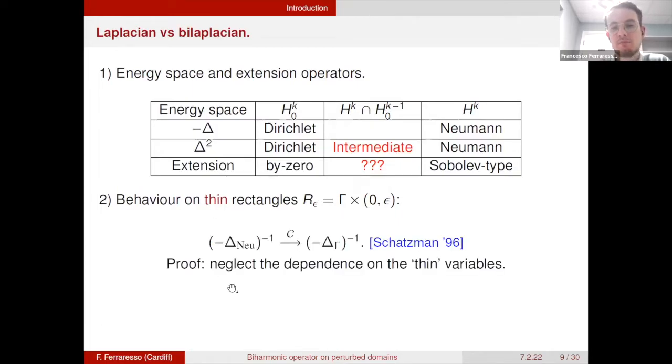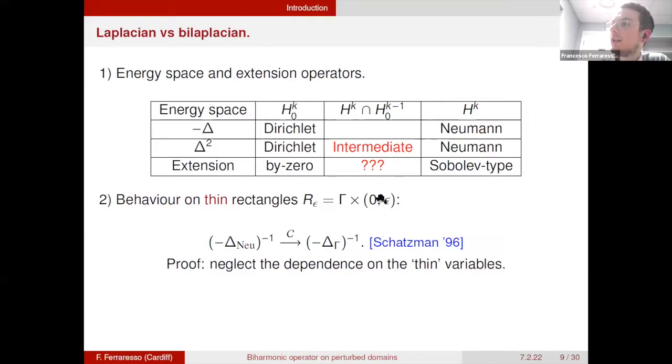Then, well, it is rather well known, and this is a result that, for example, is proved in Schatzman 96, that the resolvent of the Neumann Laplacian on R epsilon will converge compactly to the resolvent of the Laplace-Beltrami operator on gamma. This implies that, in particular, all the eigenvalues will converge. And the proof is basically just a matter, roughly speaking, of neglecting the dependence of the thin variable.